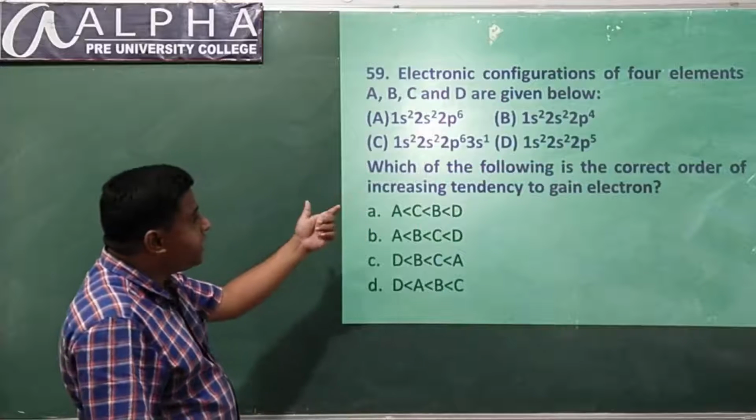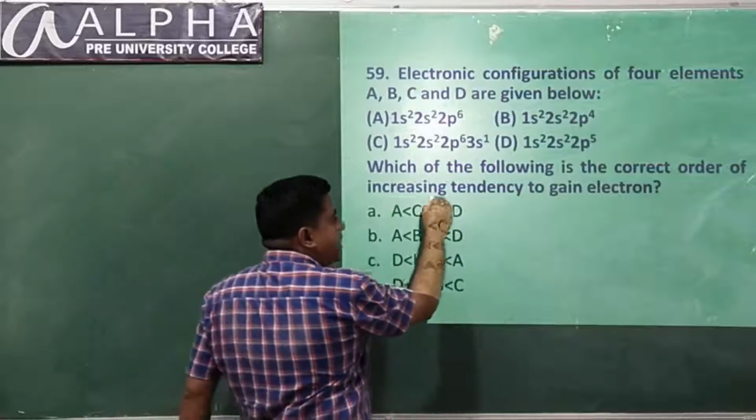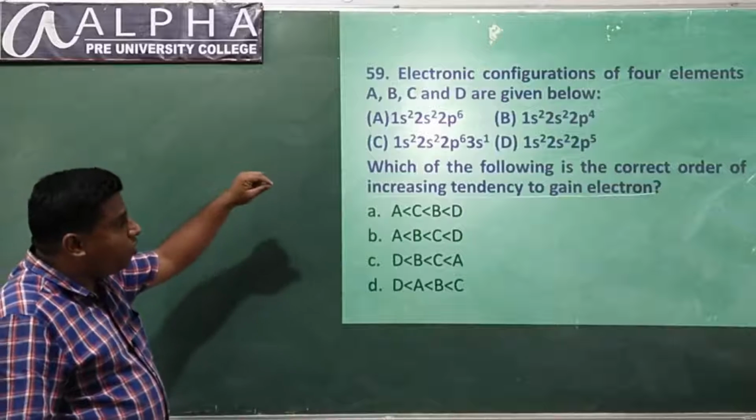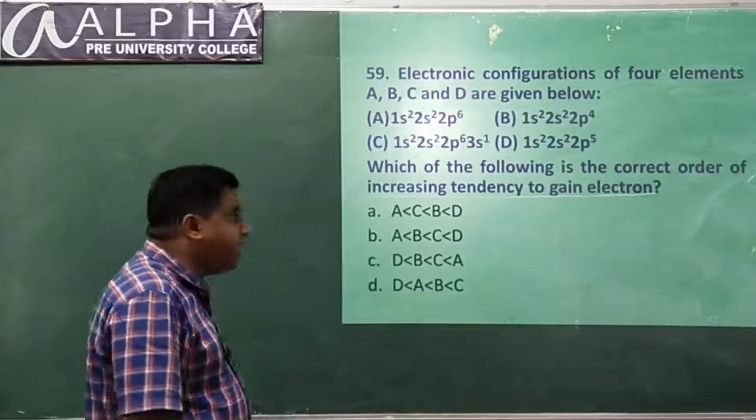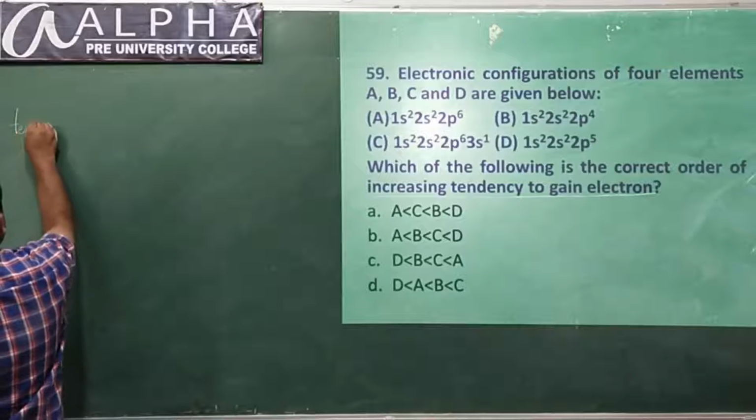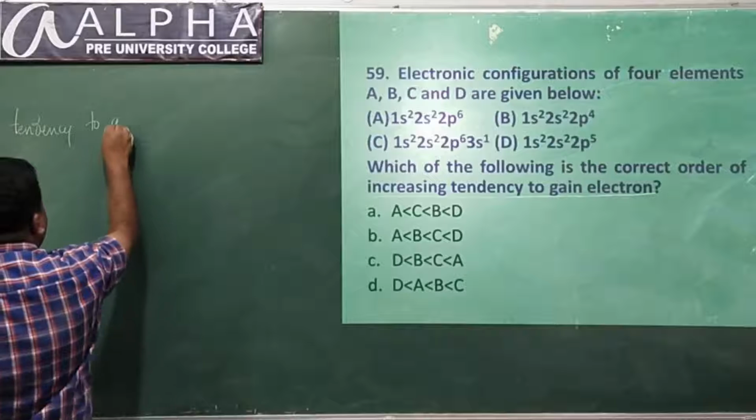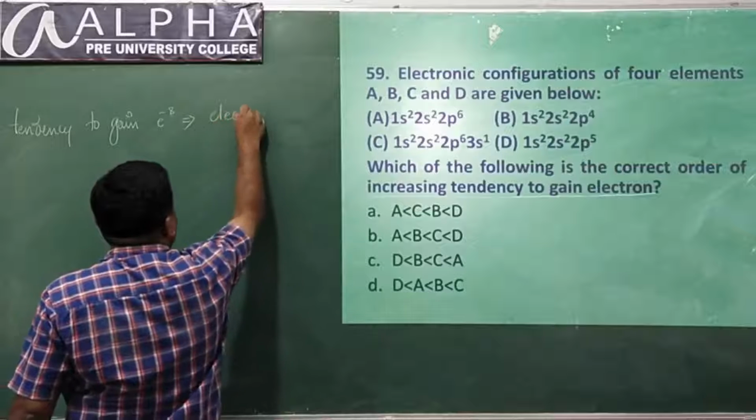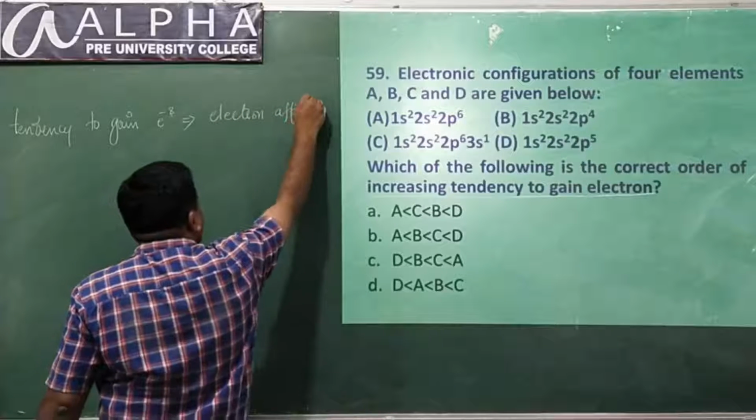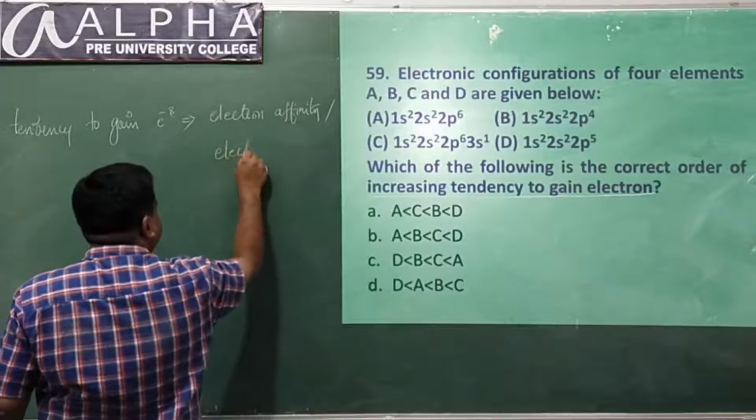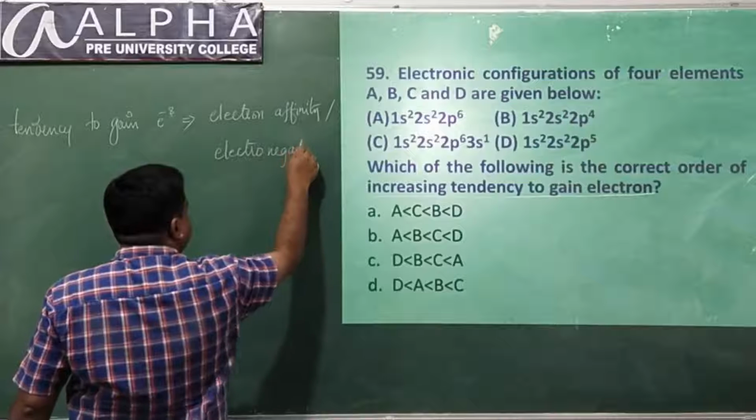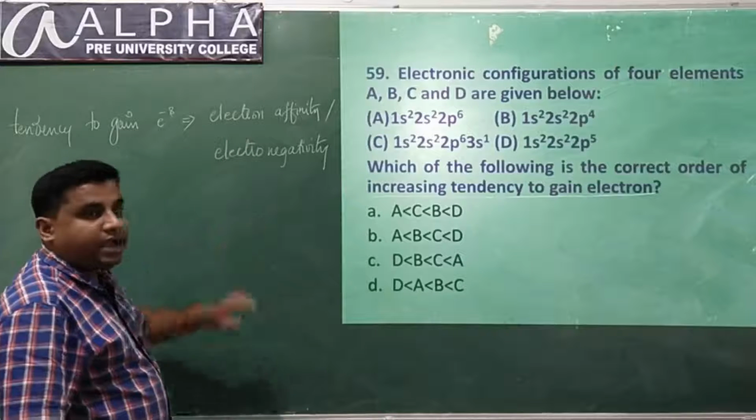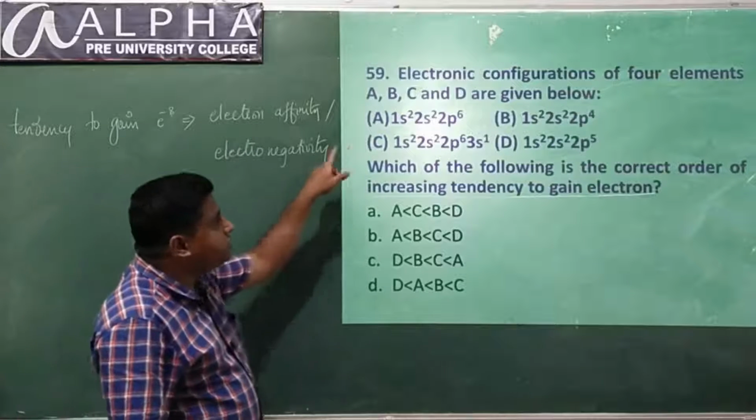Now, which of the following is the correct order of increasing tendency to gain electrons? Tendency to gain electrons means electron affinity or electronegativity. See students, now just go with the options.